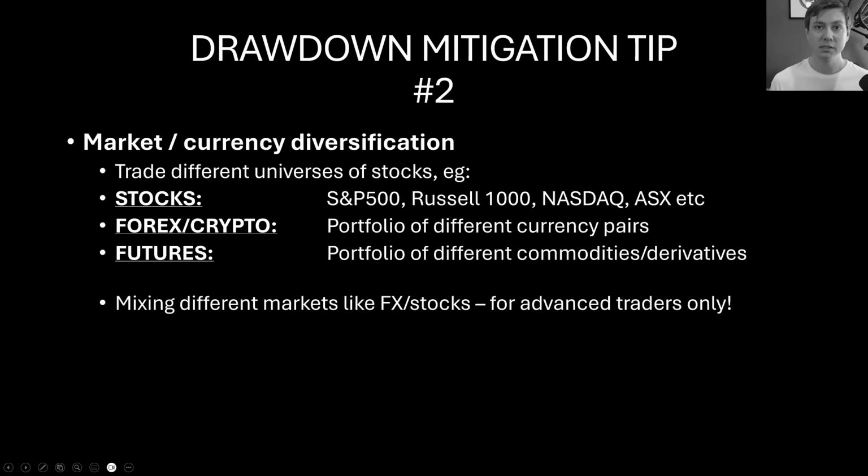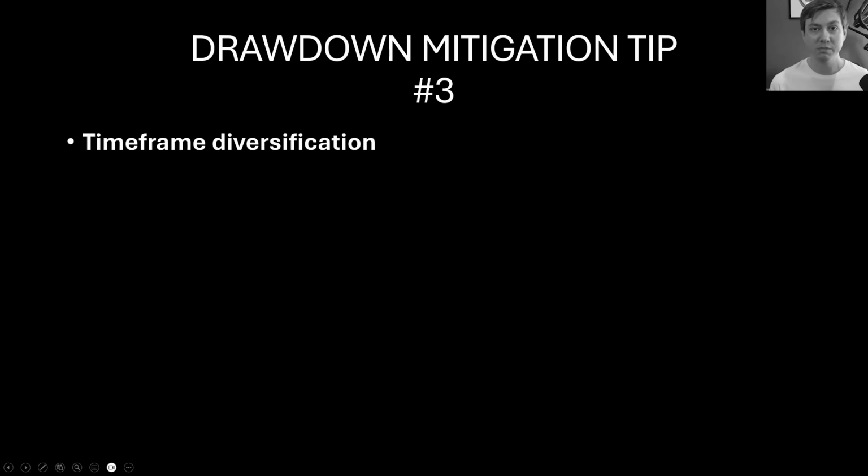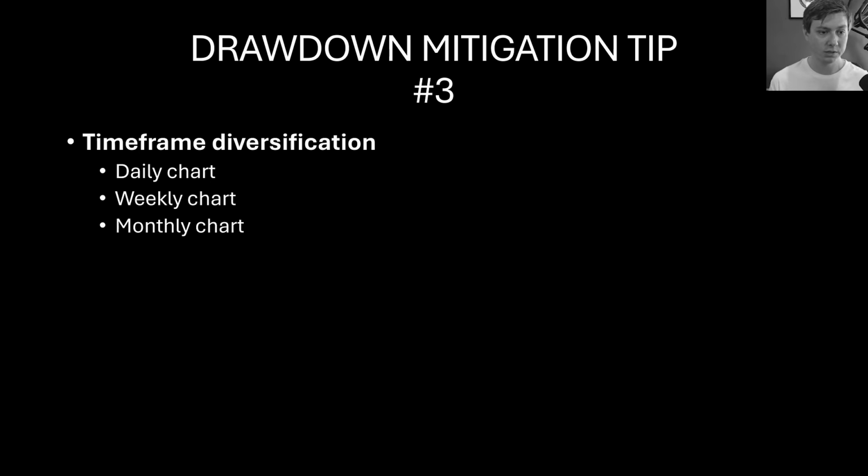So tip number 1 is strategy diversification. Tip number 2 is market and currency diversification. Tip number 3 is time frame diversification, which I've already gone over. I trade the daily, weekly, and monthly charts on my systems. So that gives me another degree, another layer of diversification across my risk.